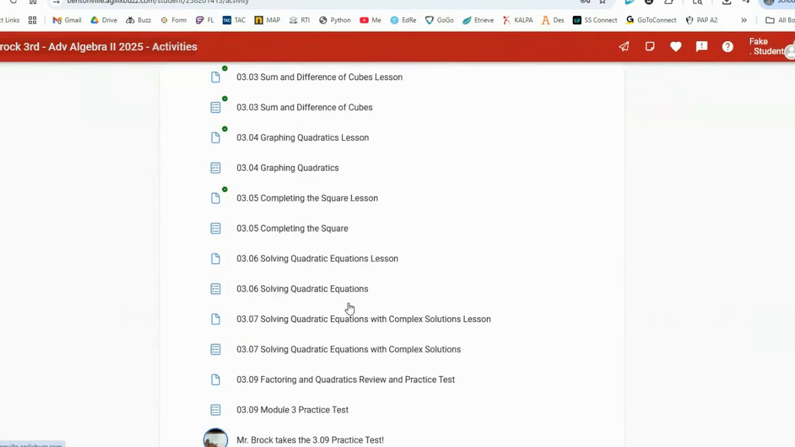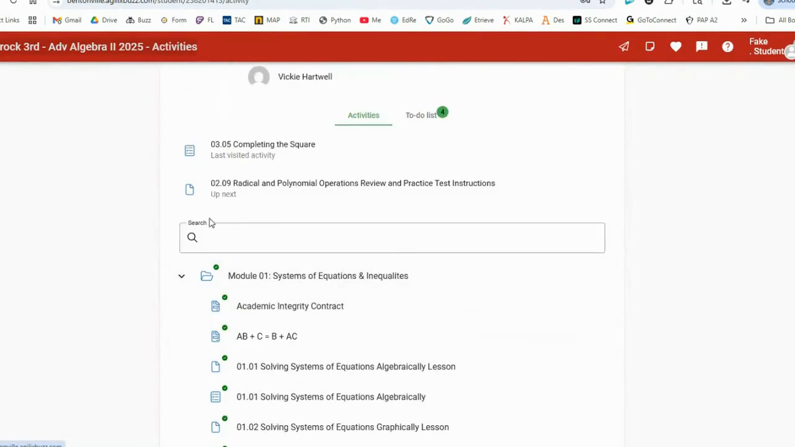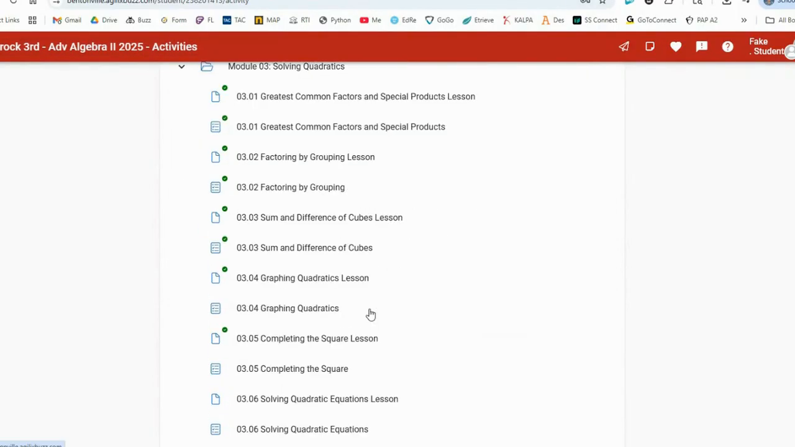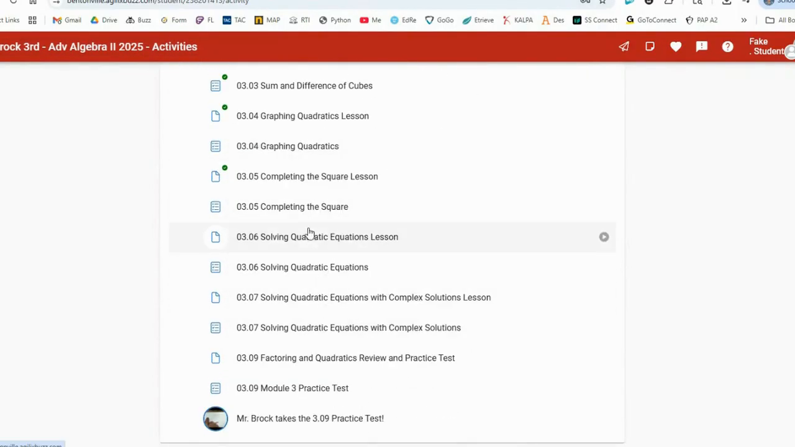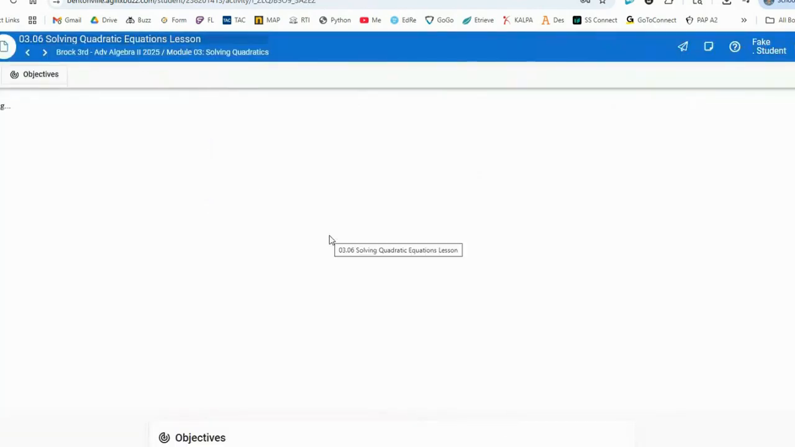3.06. Here we go. Oh, why is this folder open? Let me close that up, make it easier. There we go. Here it is, the solving quadratic equations lesson.